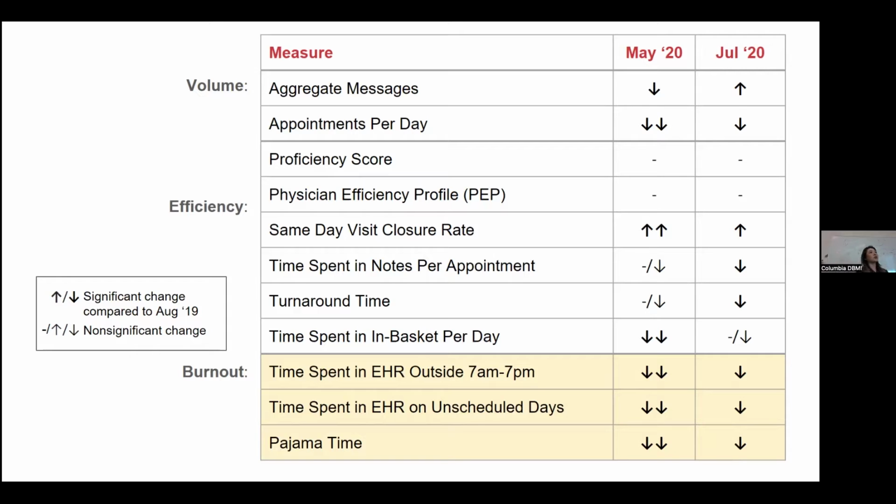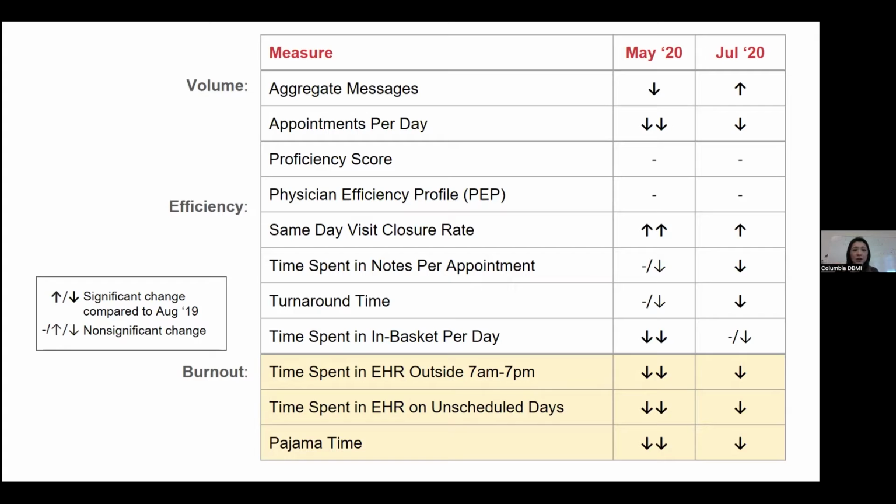Compared to August 2019, the aggregate messages were significantly lower in May. The double arrow just means that it was significantly lower. And then 1 arrow means it was still significantly lower, but a little bit less. We didn't do a comparison between May 2020 and July 2020. It was all compared to prior. But I wanted to show that for a lot of them, it looked like there was a huge change, and then things kind of trended back towards normal, even just a few months after the surge.